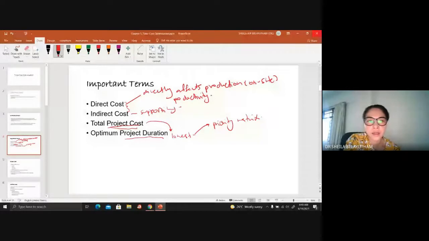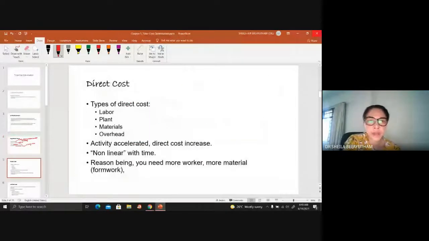Okay, so these are a couple of important terms you need to know in terms of time cost optimization. Okay, so as I've mentioned, direct costs basically involve the labor, plant, any equipment. So the number of trucks, especially if we are talking about site clearance, for example. The fewer excavators you have on site, the fewer trucks you have on site to move around the soil, it will take a longer time for site clearance. For example, something as such.